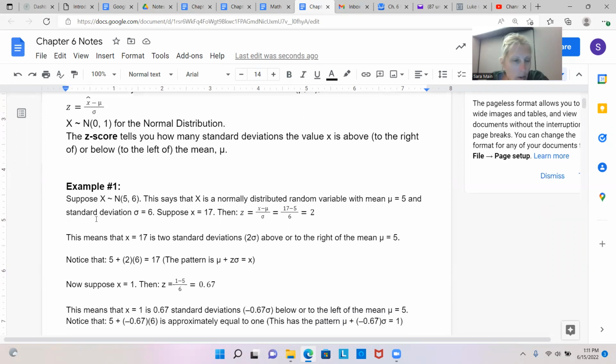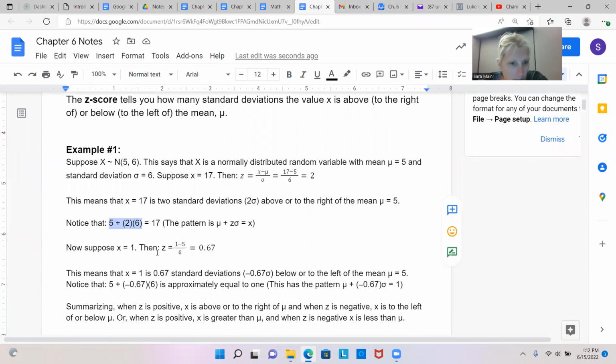In example 1, it says, suppose we have a normal distribution with the mean of 5 and standard deviation of 6. This says that X is a normally distributed random variable with mean 5, standard deviation 6. Suppose that X is 17. Then we take 17 and subtract 5 and divide by 6, and we get 2. This means that X equal to 17 is 2 standard deviations above, because it's positive, above or to the right of the mean 5. Notice that 5 plus 2 times 6 is 17.